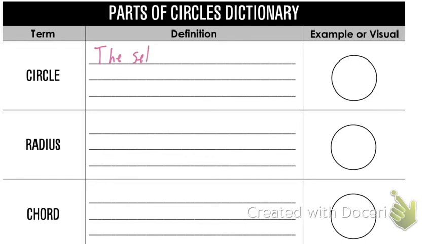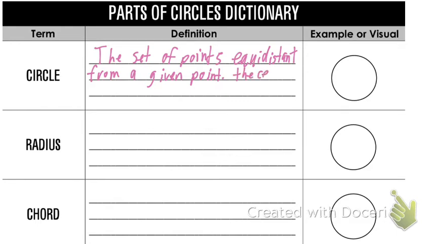A circle is the set of points equidistant from a given point. That given point, I'm going to write it in parentheses, is the center.